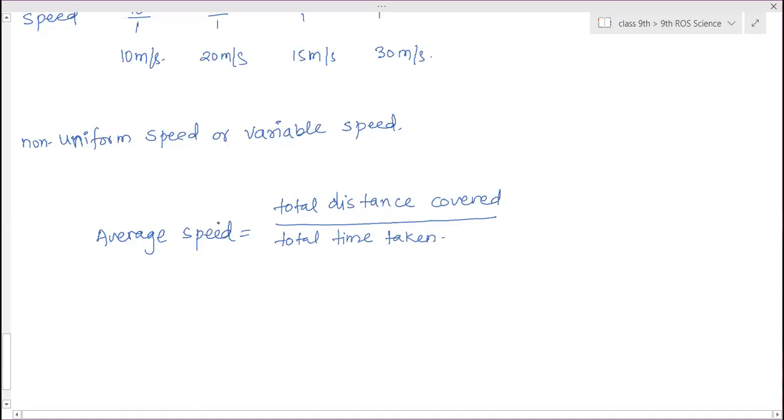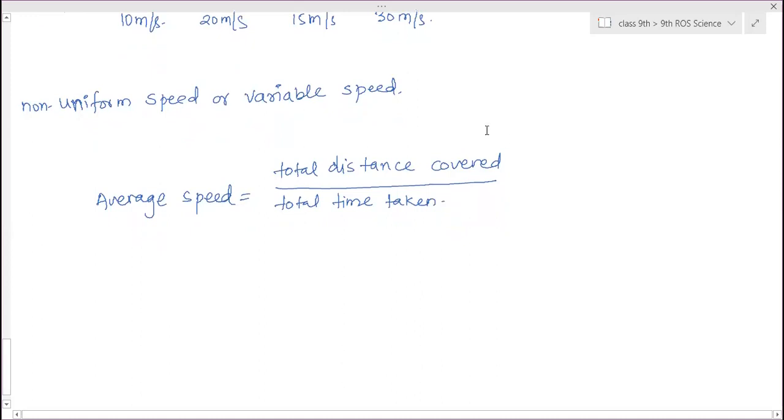Suppose a person is moving from Bangalore to Mysore, approximately 300 kilometers. But the person is not maintaining the same speed every time, he is continuously changing it, depending on the traffic situation. So instead of finding the speed at every interval, you calculate the average speed. It is a cumulative value: the total distance the vehicle has covered and the total time taken to cover that distance. That is called average speed.